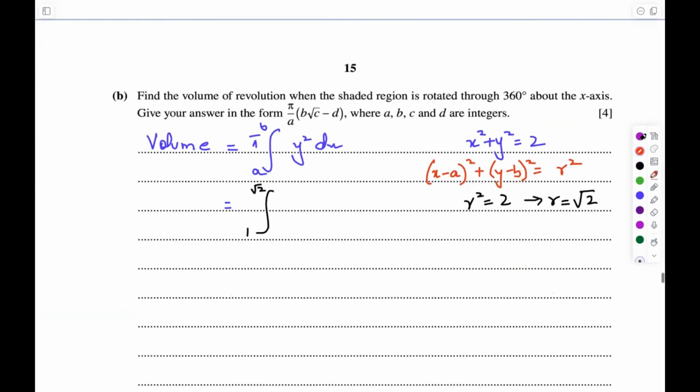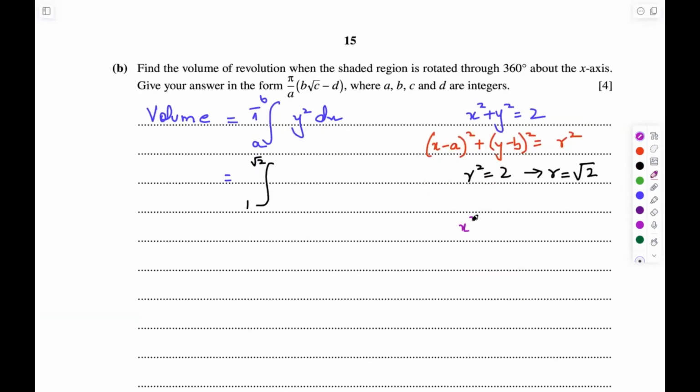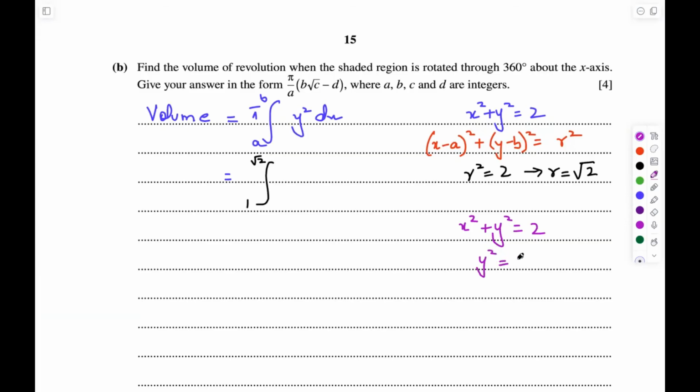Now in place of y squared, as the equation of the circle is x squared plus y squared equals 2, y squared will be equal to 2 minus x squared. Substituting 2 minus x squared in place of y squared, now we'll integrate 2 minus x squared. So integrating 2, that becomes 2x. Integrating x squared, we increase the power of x by 1, so that will become x cubed upon 3. And the limits will be square root of 2 and 1. And we'll add pi to the final answer.